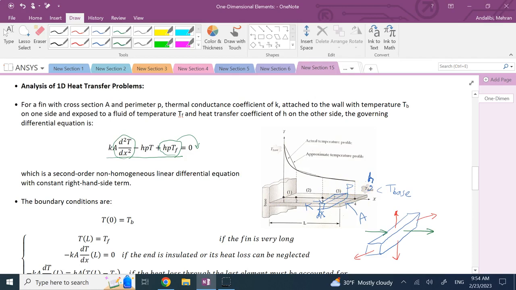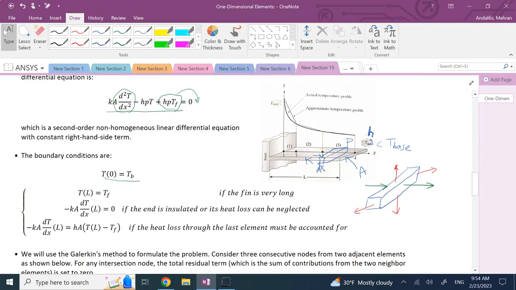There you can resort to FEA. So what are the boundary conditions for this governing ODE? Well, at the left side, if this is x of 0, T of 0 equals T of base. On the right side, at this area here, you basically have different scenarios that you can have. What are the different scenarios?